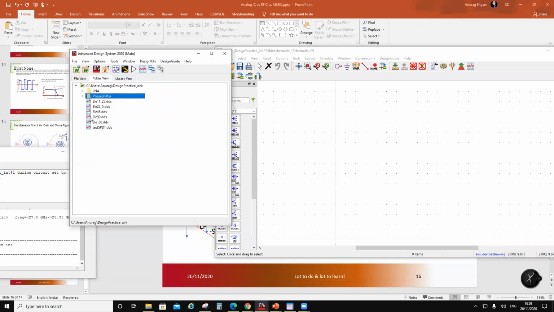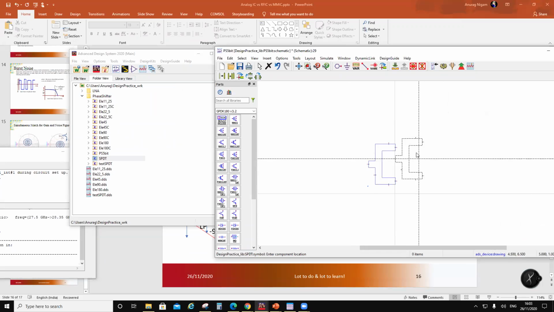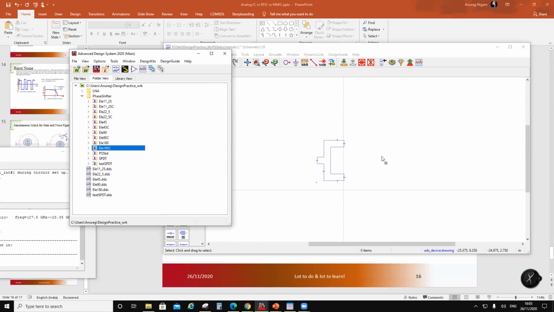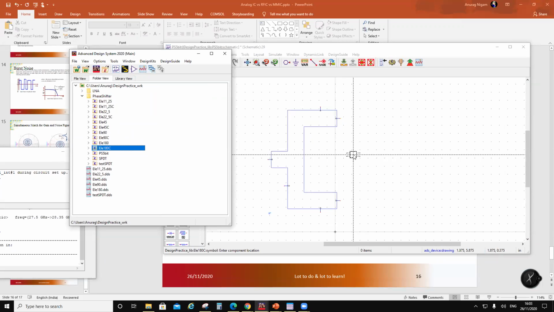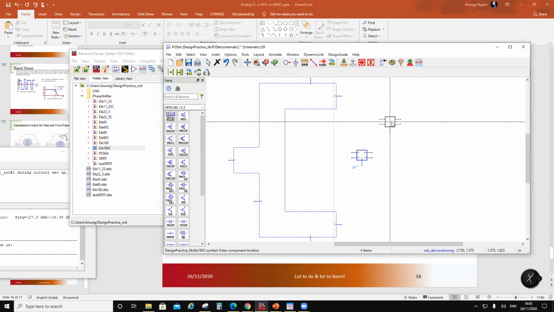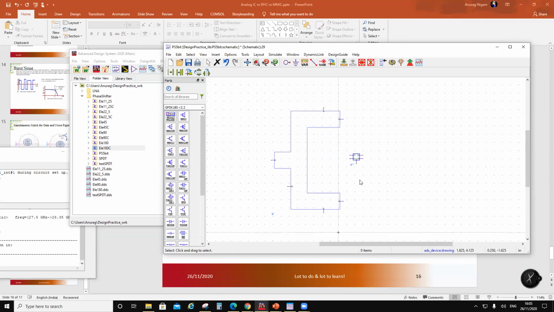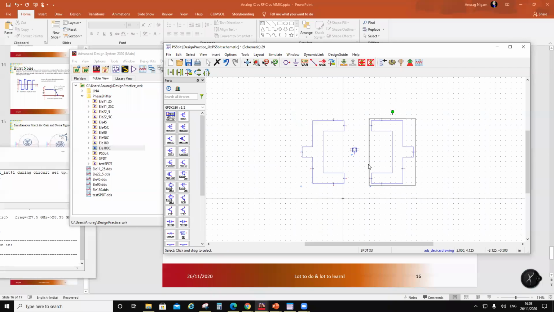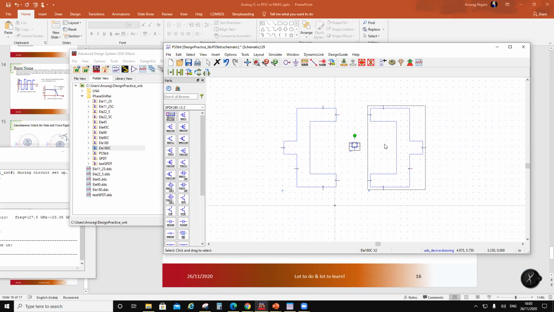Okay, so I want a switch here. SPDT switch here. So this is one. And then I need elements. I would need a 180 element. So that's a 180 element. Maybe I made this very big. You can make it small, doesn't matter. So this I'm going to repeat and mirror like this. Right, and this is your 180 element.